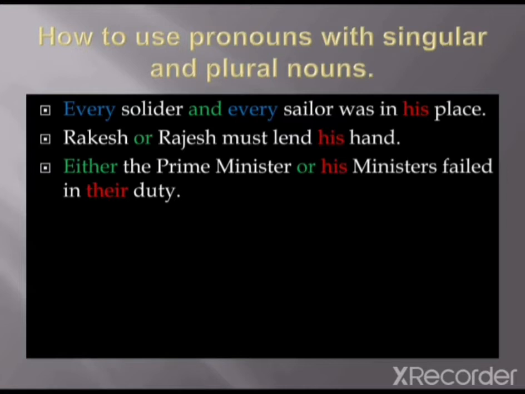When a plural noun and a singular noun are joined by or, nor, the pronoun must be in the plural. As here in this example, either the Prime Minister or his ministers failed in their duty. Here Prime Minister is a singular noun and ministers a plural noun joined by or, which means either the Prime Minister or ministers failed in their duty. So in this case, their, T-H-E-I-R, a plural pronoun is used for the noun ministers.